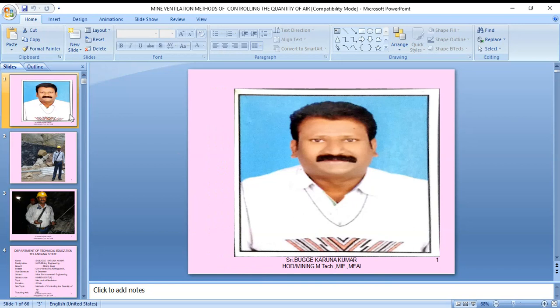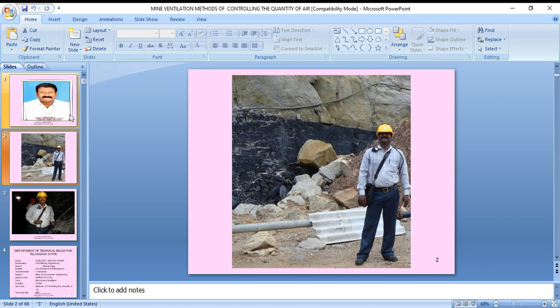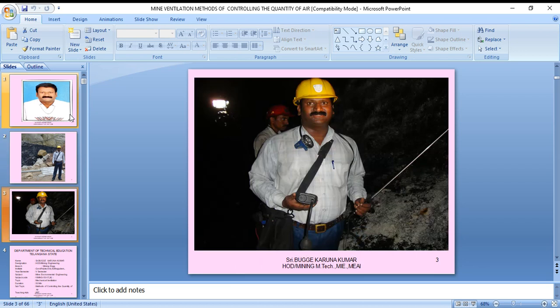Today we are going to discuss a part of mine environmental engineering, particularly mine ventilation, mechanical ventilation systems. How air is distributed to the different areas in the mine working areas and how it is controlled. This is the underground ventilation surveying part.